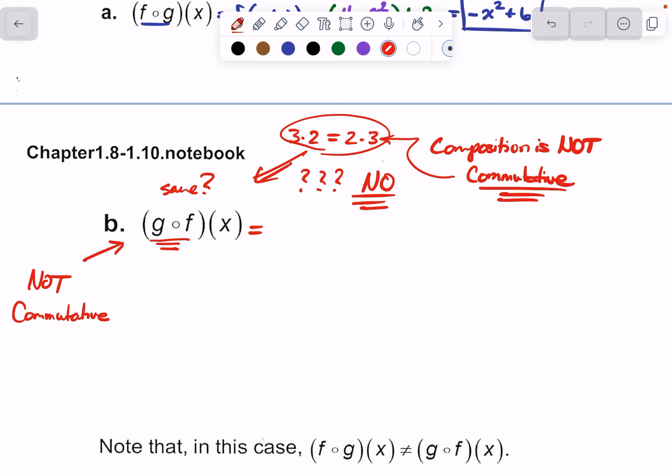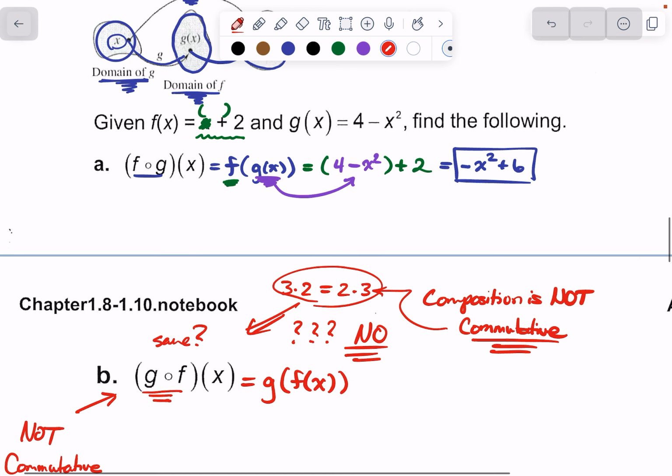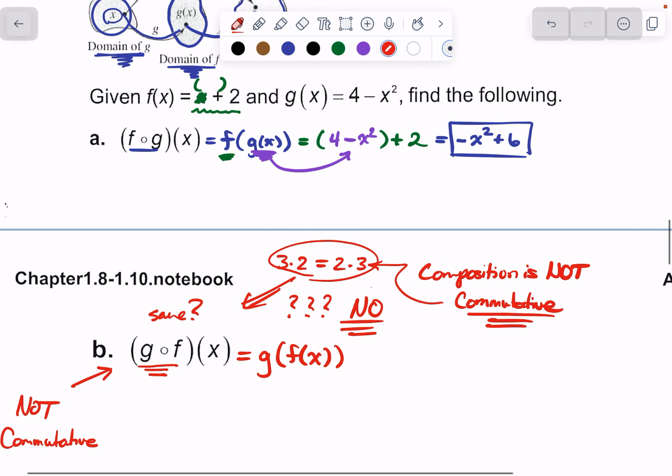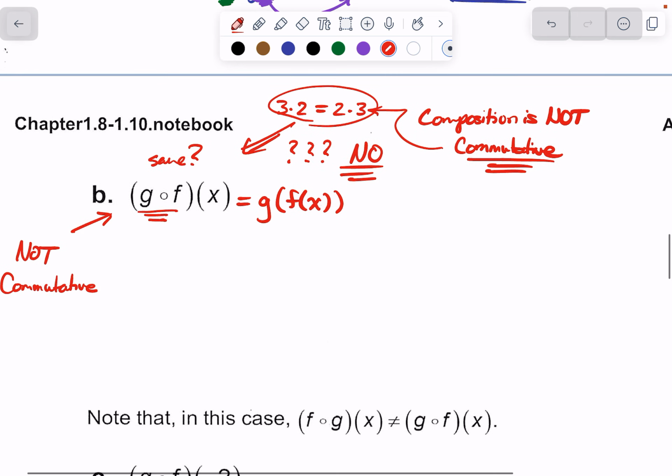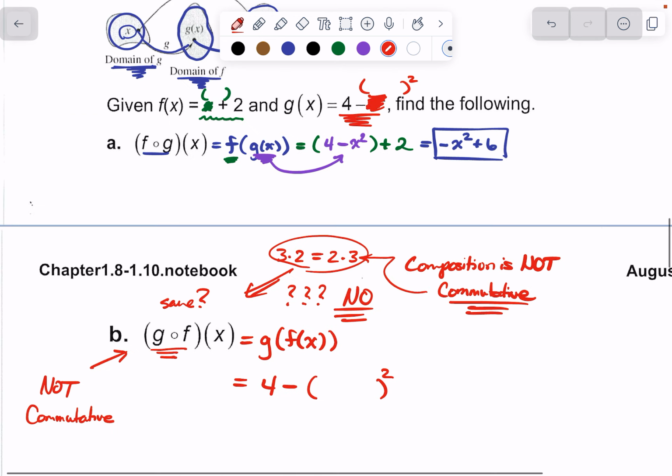Since the g is listed first, we have g of f of x. And so if I'm following how I did the last problem, this time I'm going to take the formula for g, and I'm going to replace the x with a big set of parentheses squared. But now that g is listed first, the template looks like this.